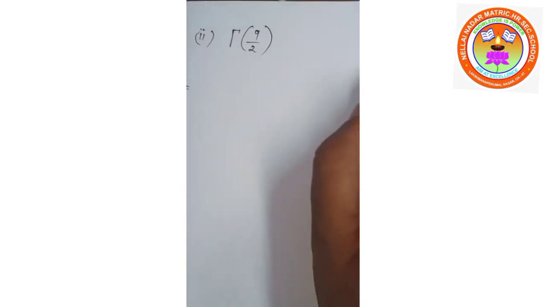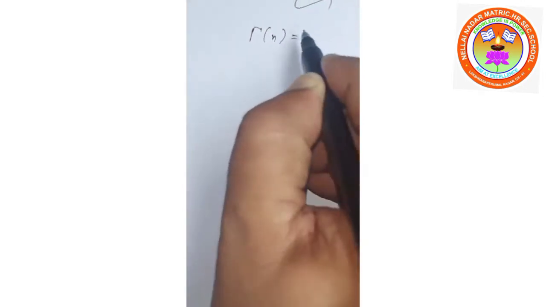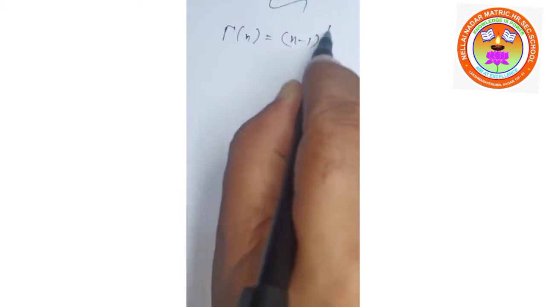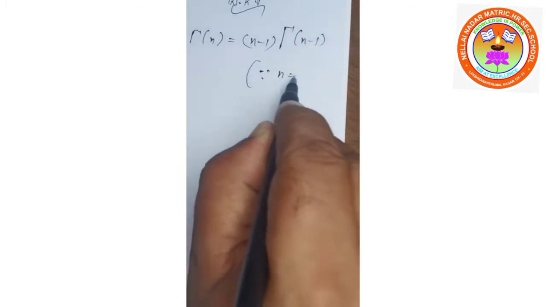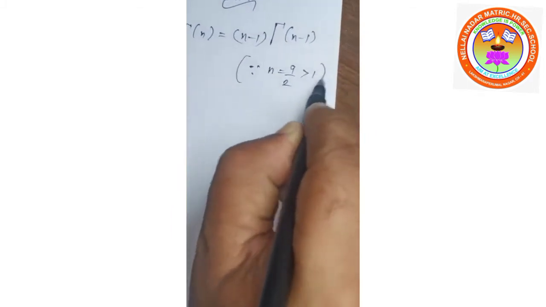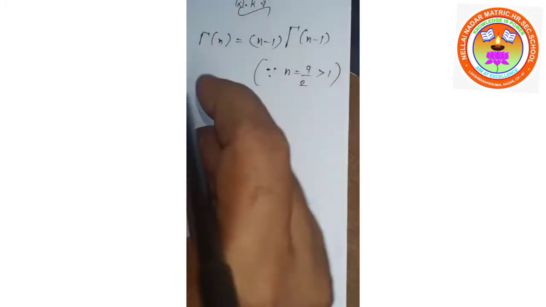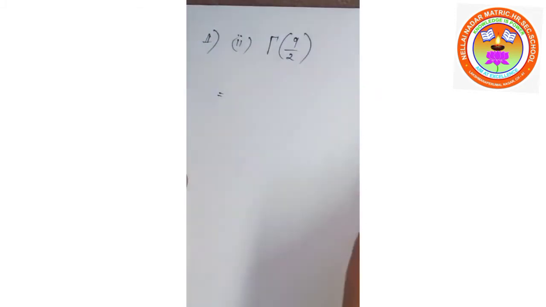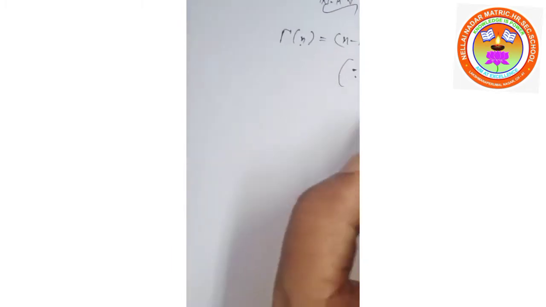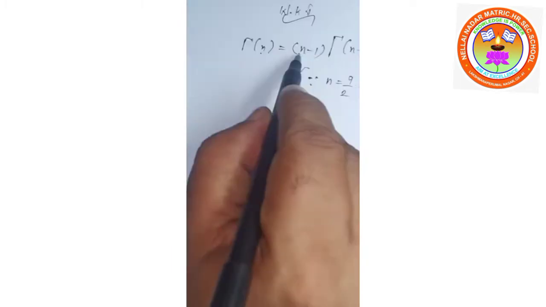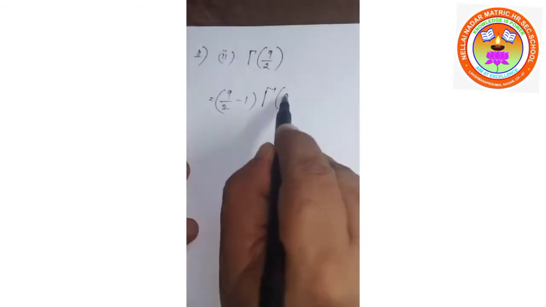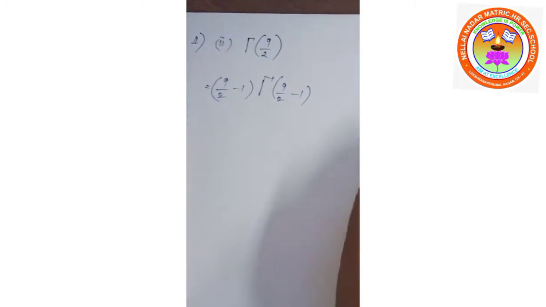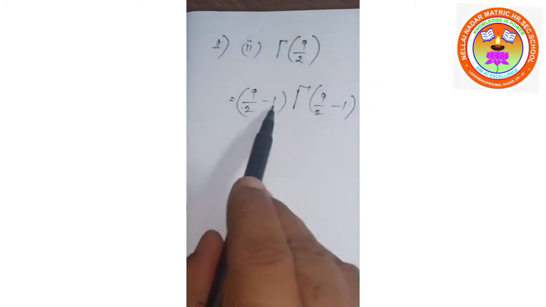I am going to apply 1. I write the property here: gamma of n equals n minus 1 gamma of n minus 1, since n equals 9 by 2, which is greater than 1. Here n equals 9 by 2, substitute in the formula: 9 by 2 minus 1 gamma of 9 by 2 minus 1. What's the formula please? n minus 1 gamma of n minus 1.